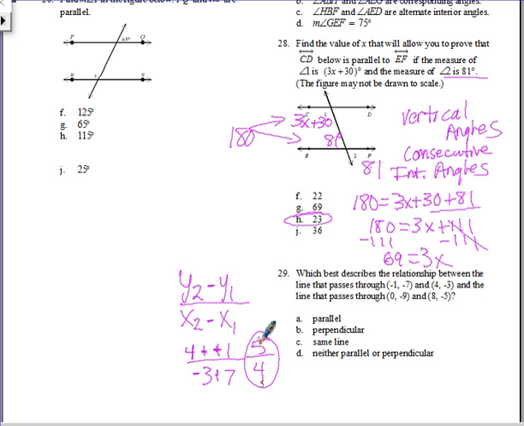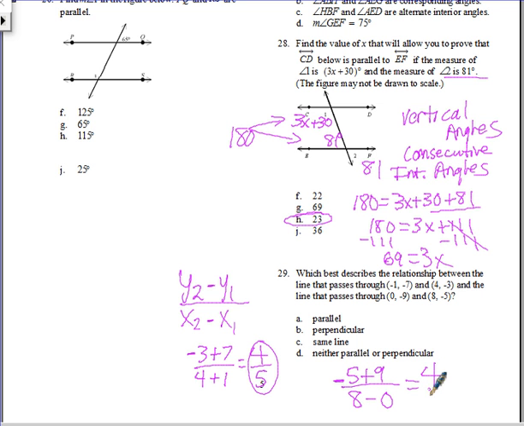And then for the other one, I got, wow, and that was not even y over x. I apologize. Okay, let's try this again. So I have here -3 plus 7 over 4 plus 1. So I have here 4 over 5. I have 4 over 5, and then I have -5 plus 9, and then I have 8 minus 0. So this is 4 over 8.